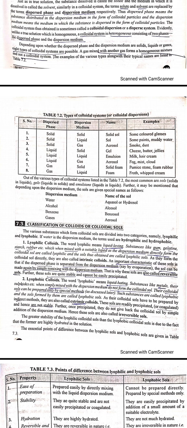Further, it may be mentioned that depending upon the dispersion medium, the sols are given special names as follows. If the dispersion medium is water, the name of the sol is aquasol or hydrosol. If the dispersion medium is alcohol, then the name of the sol is alcosol. If the dispersion medium is benzene, then the name of the sol is benzosol, and if the dispersion medium is gases, then the name of the sol is aerosol.